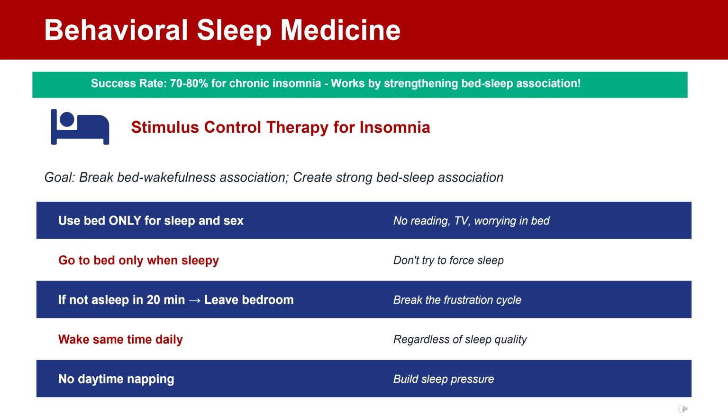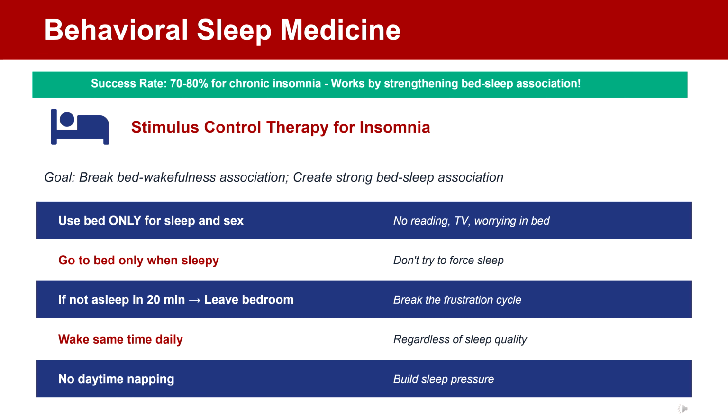If you are not asleep within 20 minutes, leave the bedroom and do something relaxing elsewhere. Return only when sleepy. Wake at the same time daily regardless of how much sleep you got. No daytime napping. It feels counterintuitive, leaving bed when you can't sleep. But the success rate for chronic insomnia is 70 to 80%. It works by strengthening the bed-sleep association.